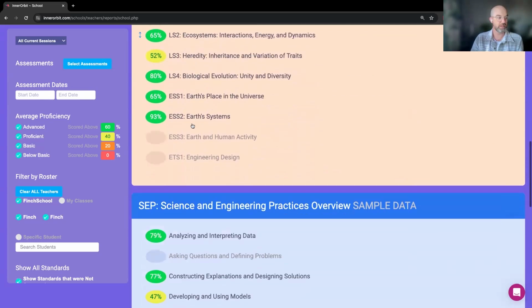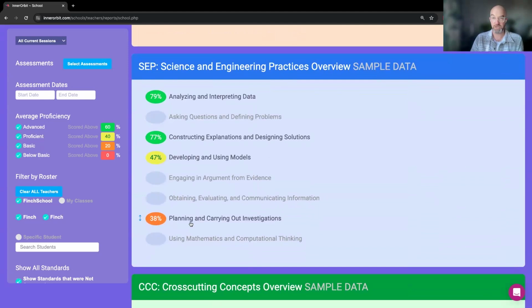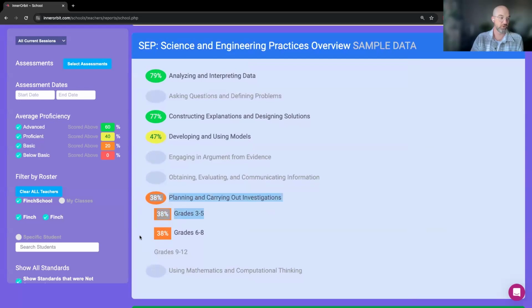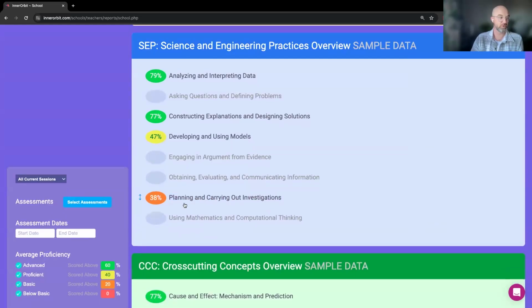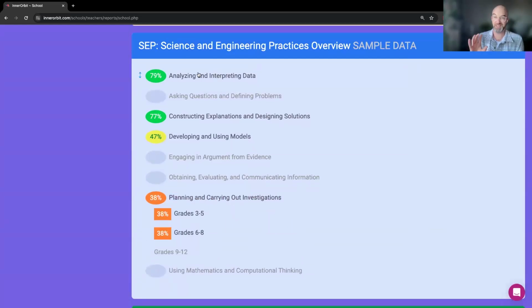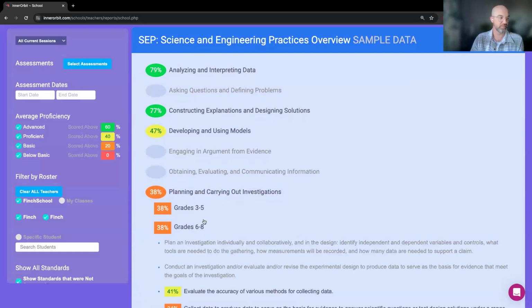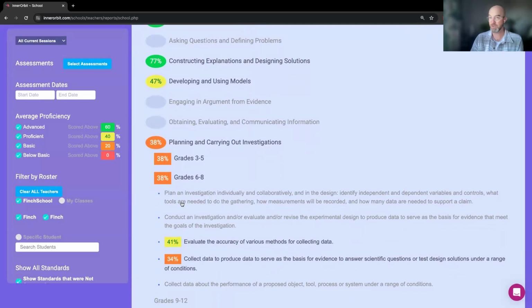And then we can also look at things like the SEPs, because each question is tied to not just a performance expectation, but a specific piece of an SEP. We can say, all right, so students struggle with planning and carrying out investigations the most, or maybe they excelled with analyzing and interpreting data. We want to extend that, say, all right, let's generate some data and draw some causal or correlational relationships from that. But if we're looking to support students with something they struggled with, let's dive into the 6-8 grade band of planning and carrying out investigations and see where students need the most help.